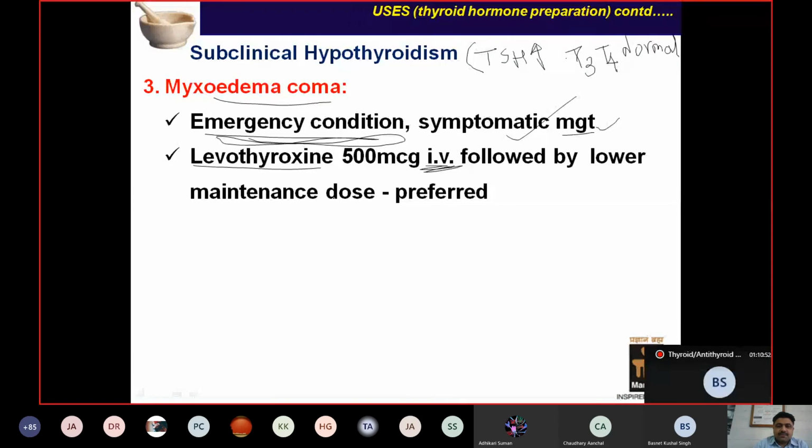It is the preferred one. You might think that T3 could be given. This is a T4 preparation. T3 is fast acting, and since it is a coma, you may want faster action. But we don't prefer T3 because it has side effects on the cardiovascular system.